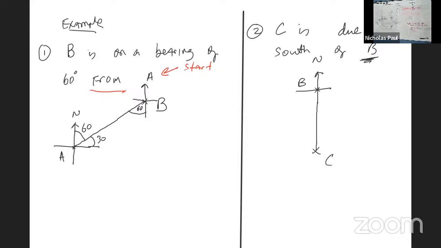So it means you're starting at B, right? And this is south. So you have your north, you have your south down here, and you're going straight down. Right? Like 180 degrees if you want to say. And then you're going straight down to C. Right?